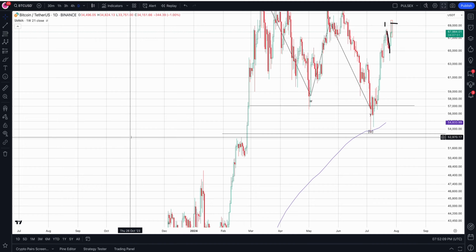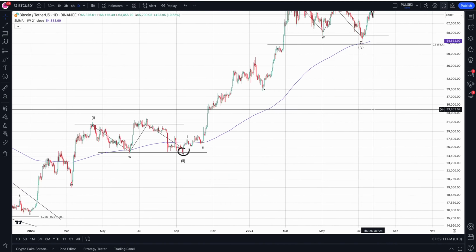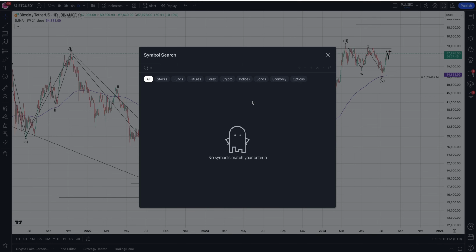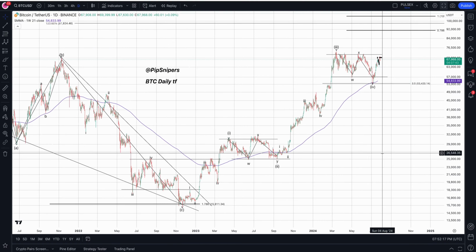Okay, so be very careful day trading these subwaves, because when the trend is up, just like I said in my XRP video, the pullbacks are shallow.